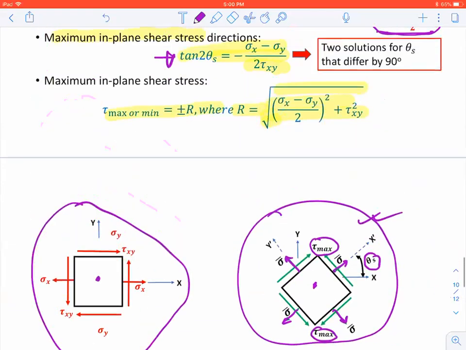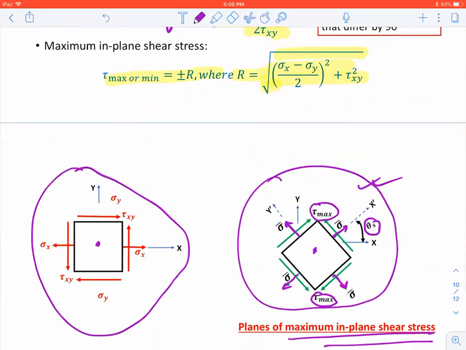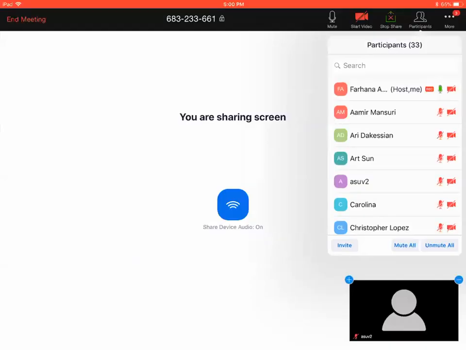Okay, any questions so far, people? Am I missing a slide? Okay, no, I'm not. Okay. All right, any questions, people, for principal stresses and maximum in-plane shear stress?